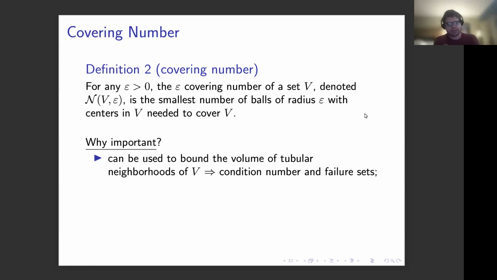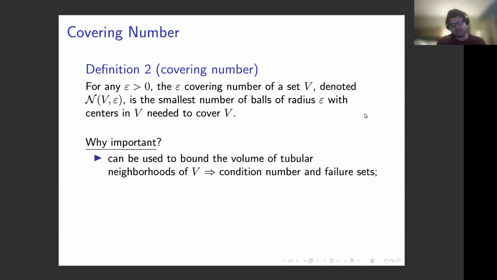So if a set of centers gives an epsilon covering of V, then if you increase the radius to 2 epsilon and keep the centers, then you obtain a covering of the epsilon tubular neighborhood of V, where you fatten the set V at every point by epsilon. So just by doubling the radius, you cover tubular neighborhoods of V.